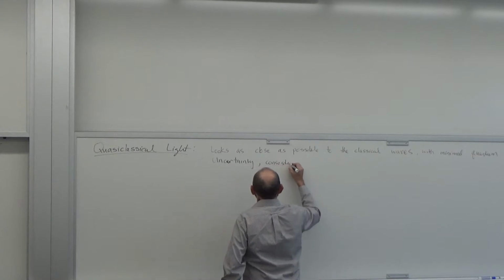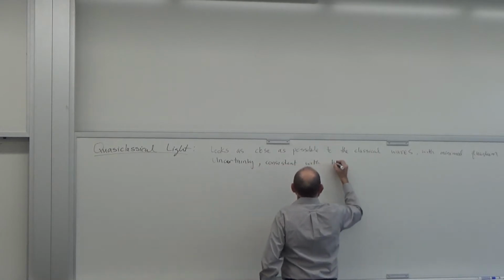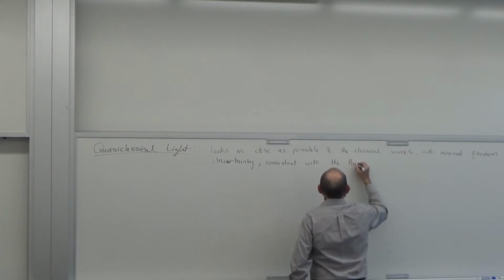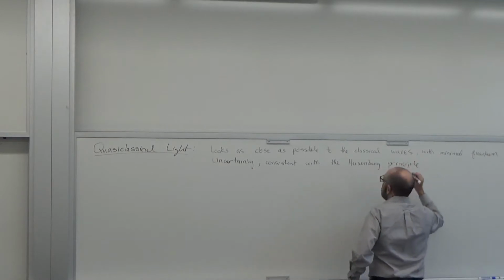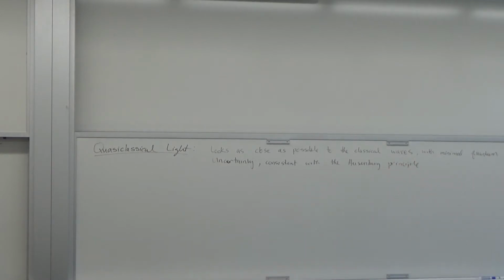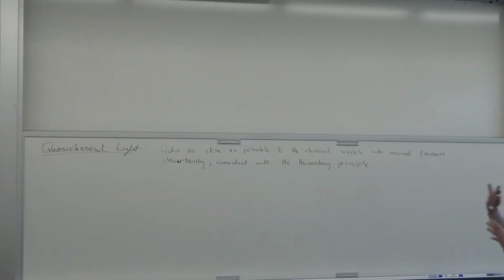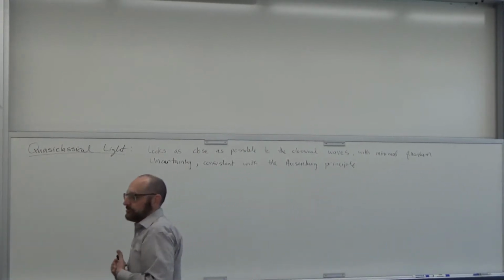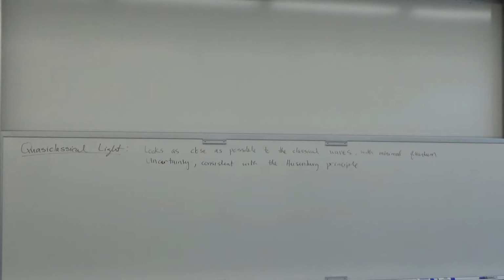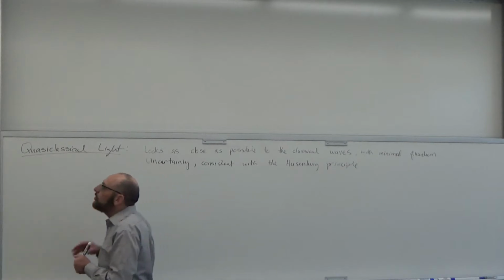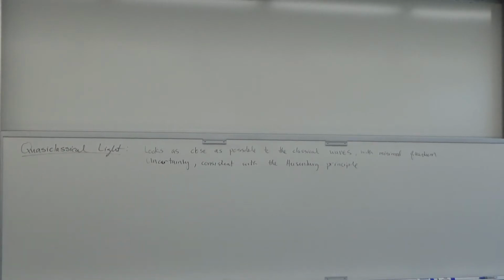Consistent with the Heisenberg principle. So that's what we want to look for. How do we describe, within the context of quantum field theory, states of the quantum electromagnetic field that look as close as possible to the classical theory with the minimal fluctuations? Okay? So we seek states of the quantized field which satisfy this.